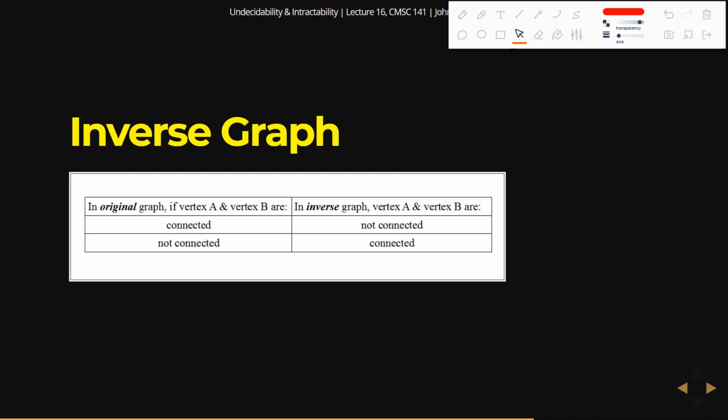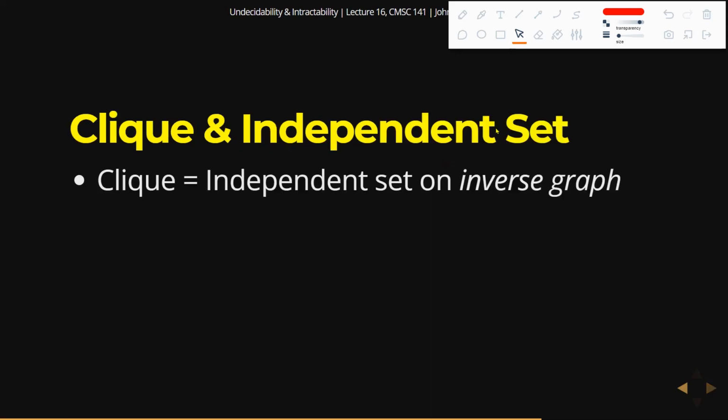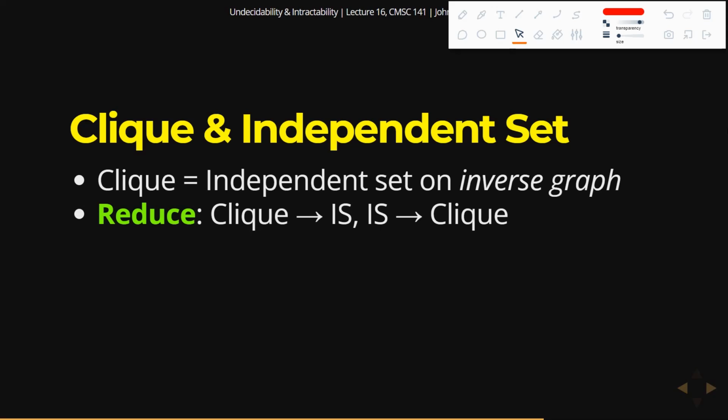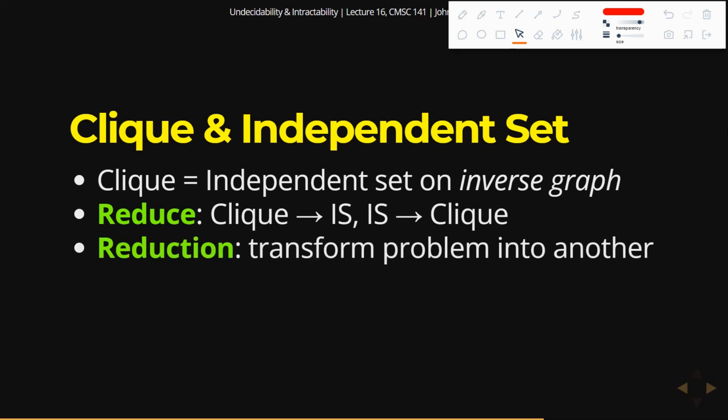So this is the definition of the inverse graph. If two vertices are connected, they're not connected in the inverse. If they're not connected, then they're connected in the inverse. So the answer to the Clique is just the independent set on the inverse graph. Okay? So you can reduce the Clique to the independent set problem and vice versa. So a reduction is basically just a transformation of a problem into another. Okay? So if you want to solve independent set from Clique, just apply the inverse graph and then you can just solve it as well.